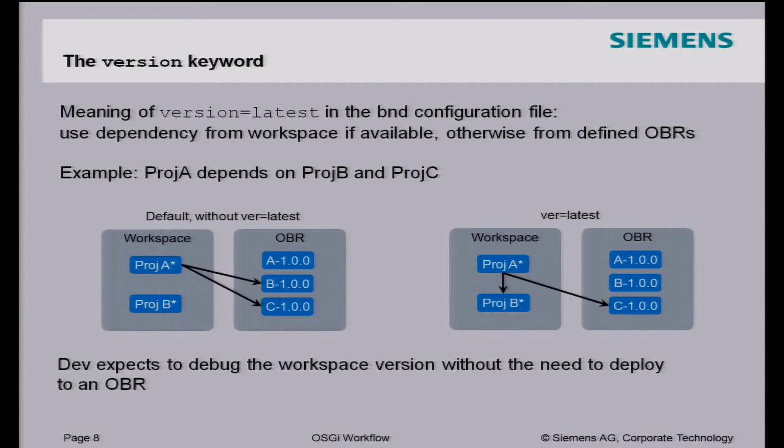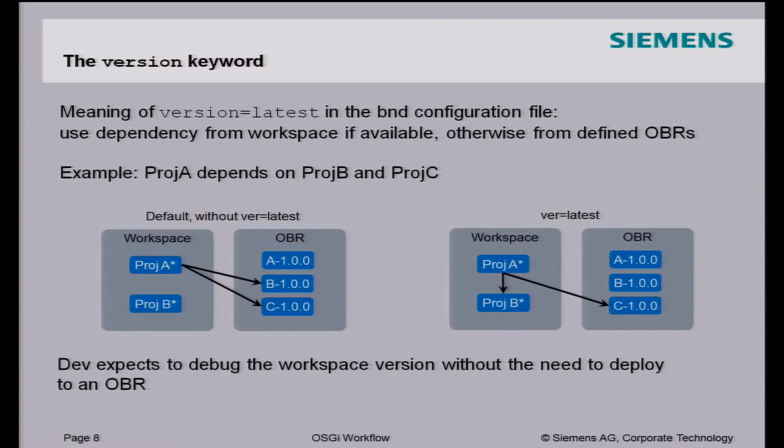So the definition of version latest: when you give BND this directive, whenever you add a bundle to your build path, it means that BND should look at the local workspace for any dependencies that you might need before you go to any OBRs or OSGi bundle repositories that you may have defined. So why is this relevant in our case?